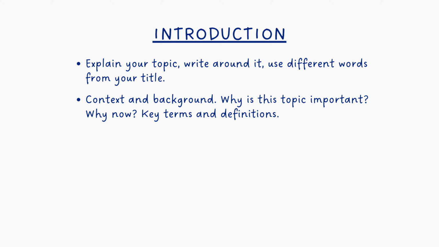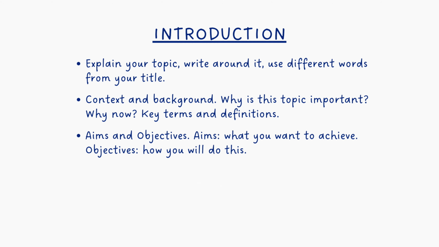So if you're a criminology student, for example, doing your dissertation on reoffending or recidivism, how are you defining those terms? What definitions are you using and why? And why have you discounted other definitions that might exist? Next up, aims and objectives, and make sure you know the difference between them. Aims are what you want to achieve, and objectives are how you will get there.